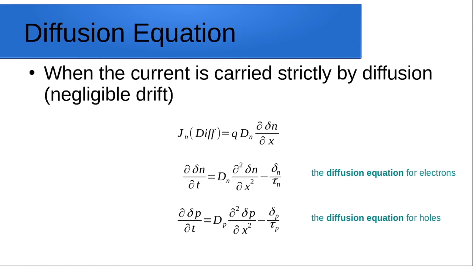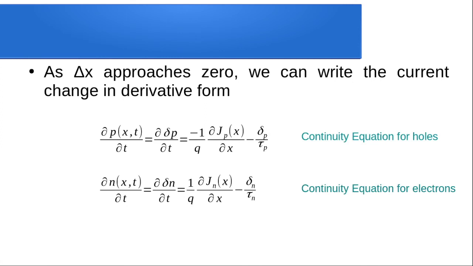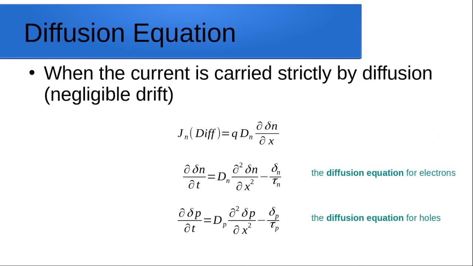Now dou by dou t of delta n is equal to Dn, from the previous slide, which I will show once again. We know dou by dou t of delta n is equal to the term that we are substituting here. Substituting the Jn term into the previous equation, we get dou by dou t of delta n is equal to Dn dou square delta n by dou x square minus delta n by tau n.